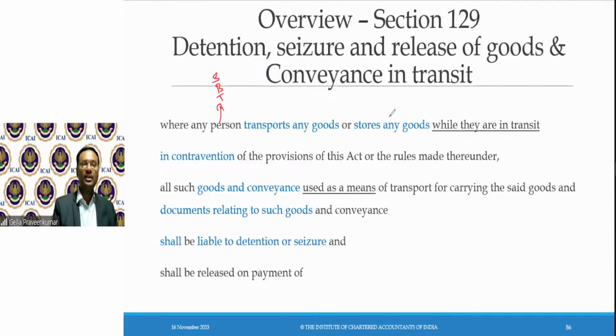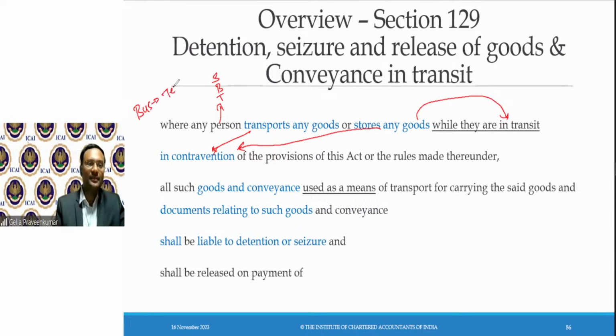How does he transport? Transport or stores any goods while they are in transit. How is he transporting? In contravention of the provisions, or this particular person stores any goods while they are in transit. The goods are in transit, and this storage is in contravention of GST provisions. So what do you mean by contravention? I gave this example of a bus which is carrying textile goods. There is a consignment of textile on the bus. What do you mean by contravention?